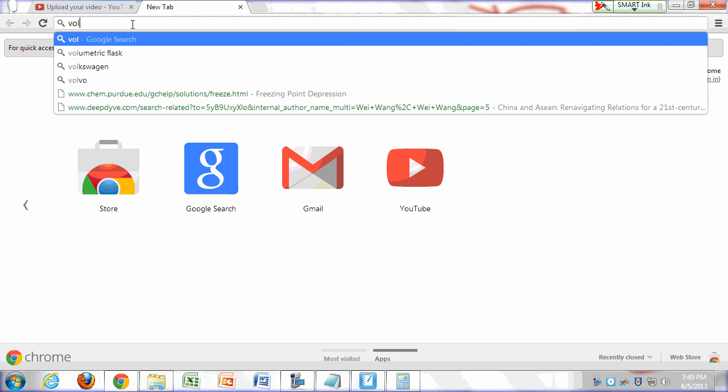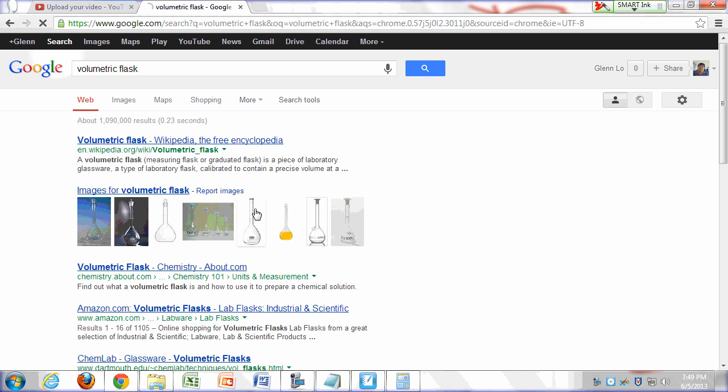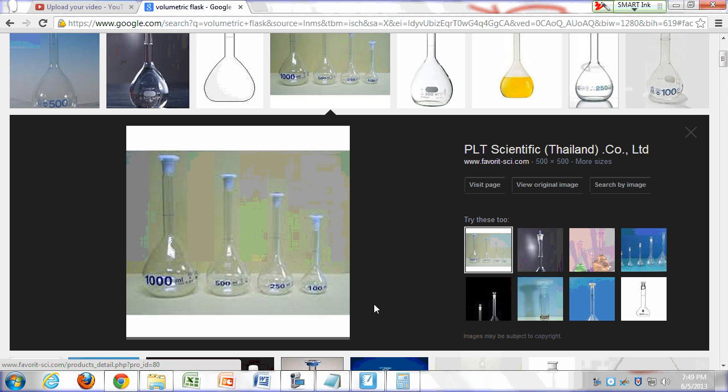the volumetric flask. This is an example of a piece of glassware. So let's look at images of volumetric flasks. There's plenty of those on the internet. Okay, so it comes in different sizes. You'll notice these flasks have a marking right here. That's called a fiducial mark.